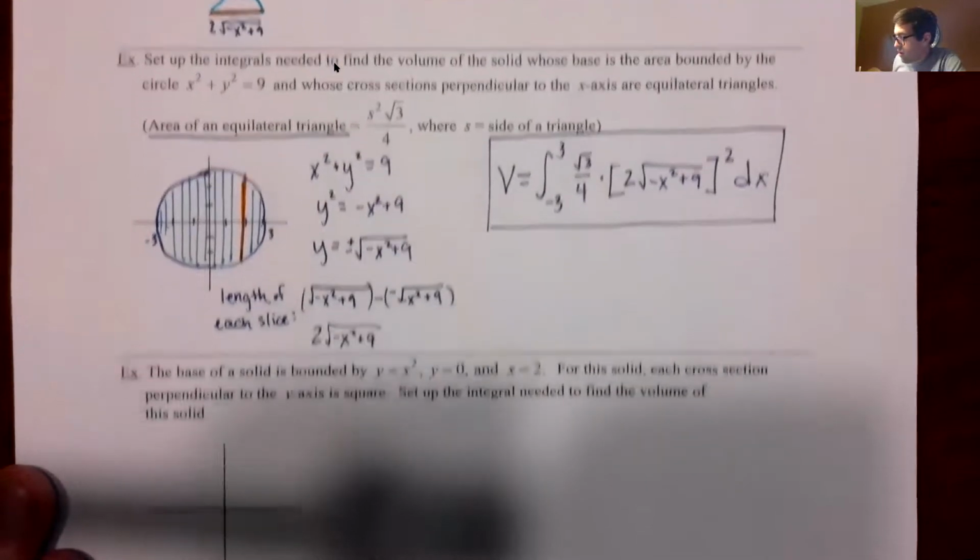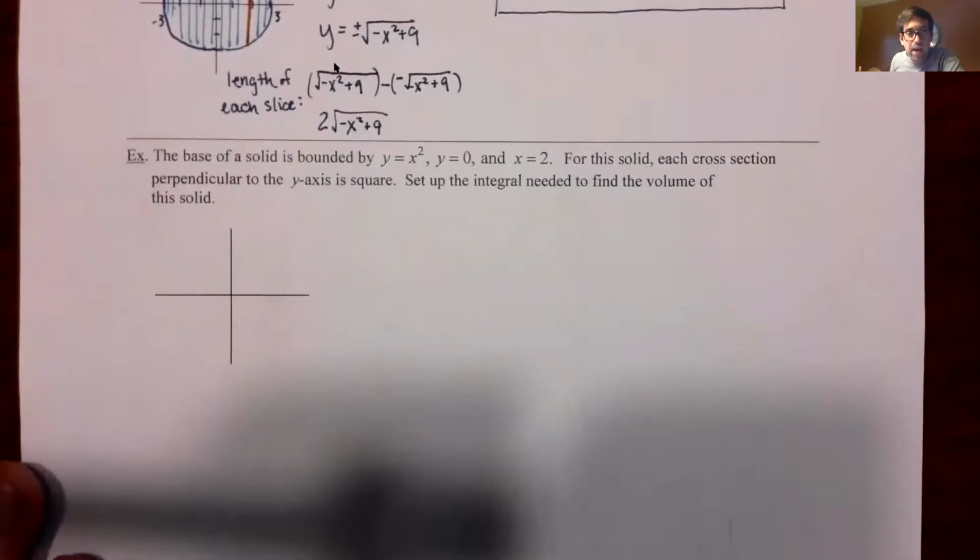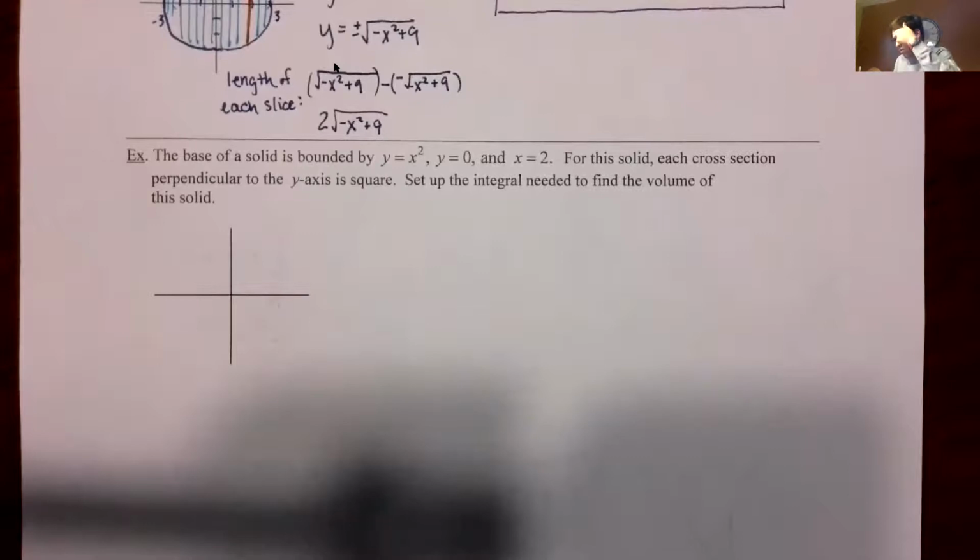Okay, last one. The base of a solid is bounded by y equals x squared, y equals 0, and x equals 2. All right, so this one is giving us 3 different equations to start. For this solid, each cross-section perpendicular to the y-axis is a square. Okay, interesting. So let's figure this out.